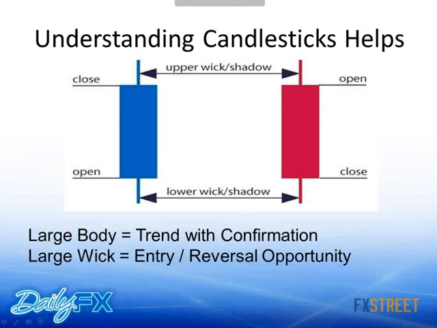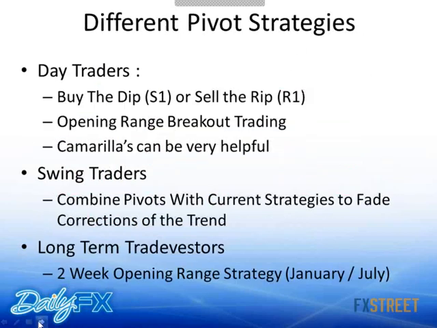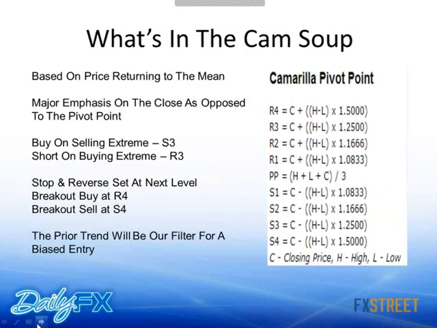The textbook, if you will, CAM signal is buying off the S3 and setting a limit at the R3 in an uptrend, or setting an entry at the R3 in a downtrend and a limit at the S3 using R4 as a stop. So this is just a quick calculation of what's in there.